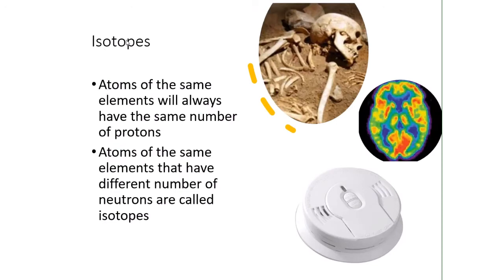There are something called isotopes. So atoms of the same element will always have the same number of protons. Okay, we cannot change the number of protons. By changing the number of protons, you actually will change the element.